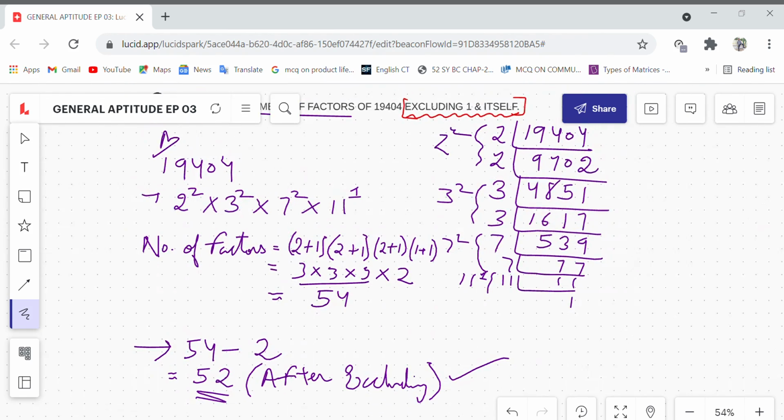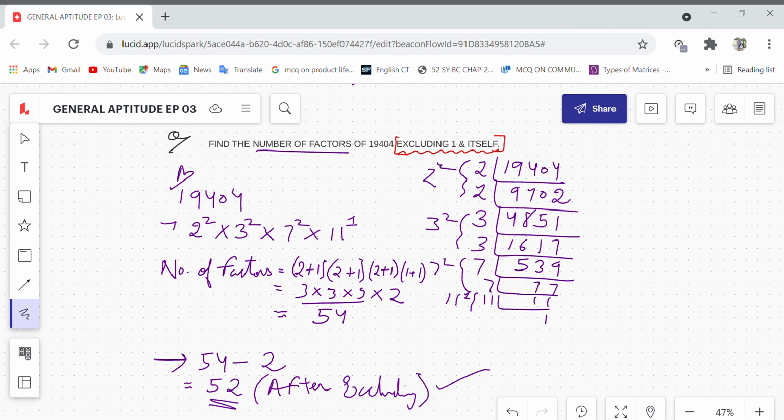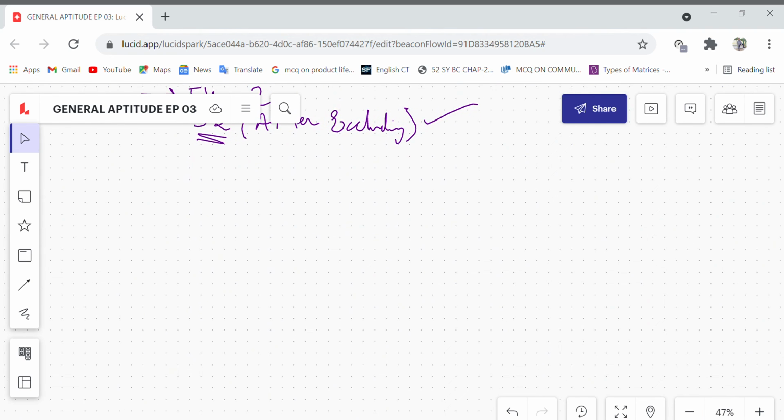Let me zoom this out. Taken. So these were the two questions, and then you can easily find out how to find the number of factors, the product of two factors, and the sum of the factors. As I have given you the formula with the concept, it would be much easier to find all these things. So this was the end of today's episode 3 of general aptitude.